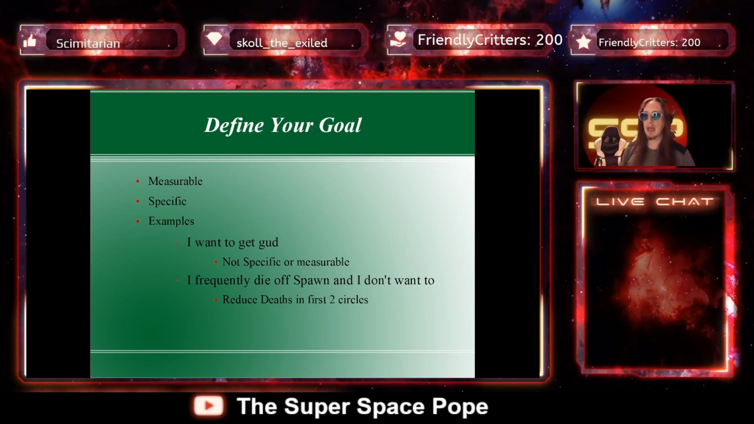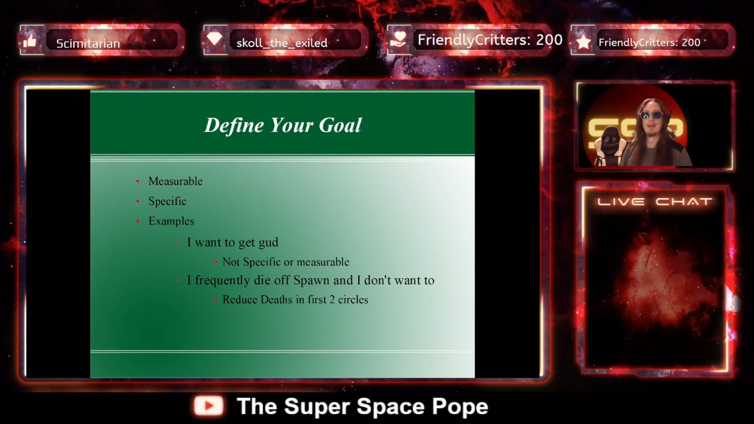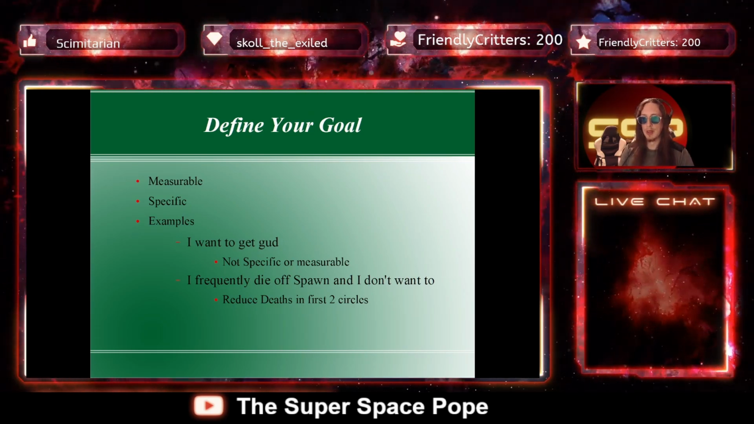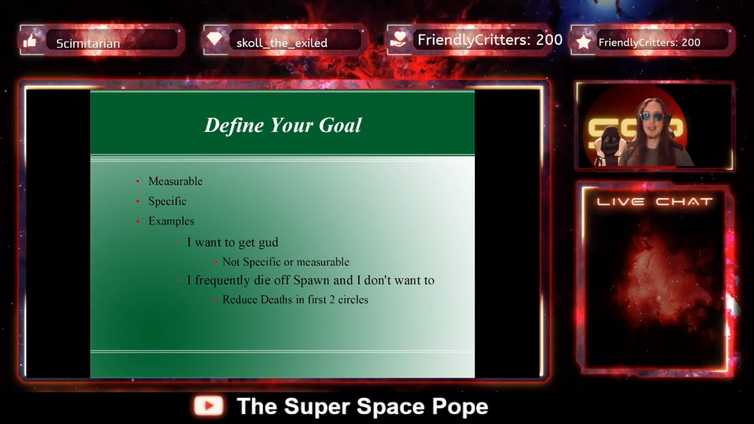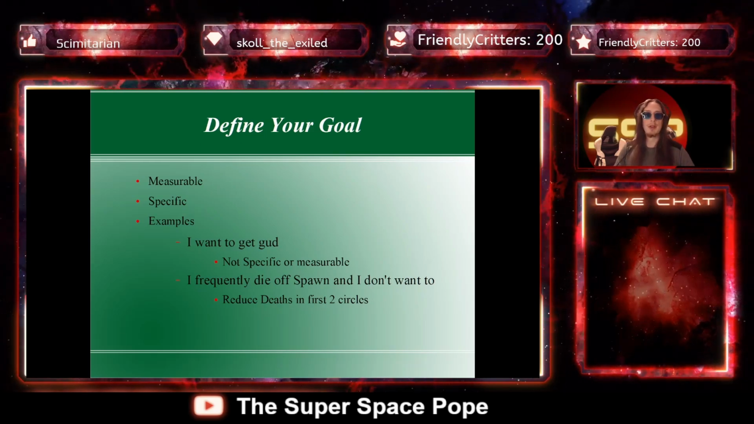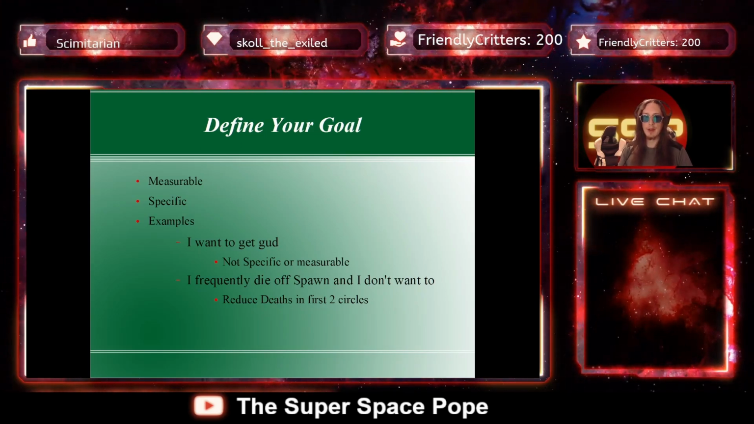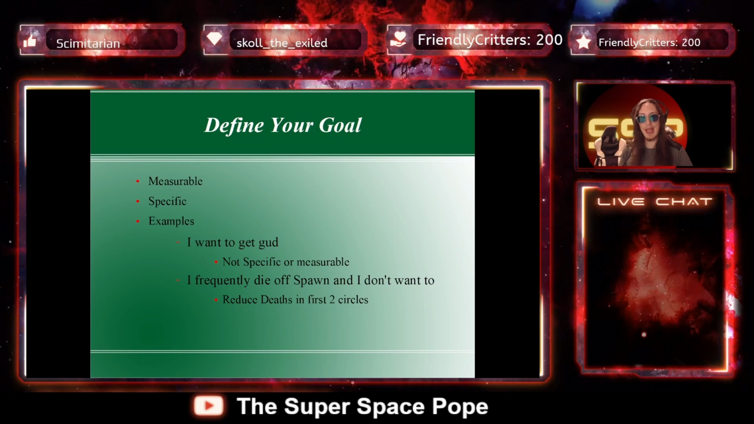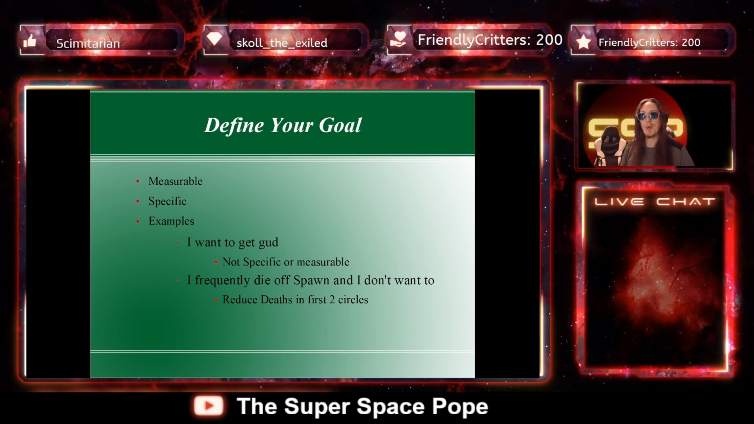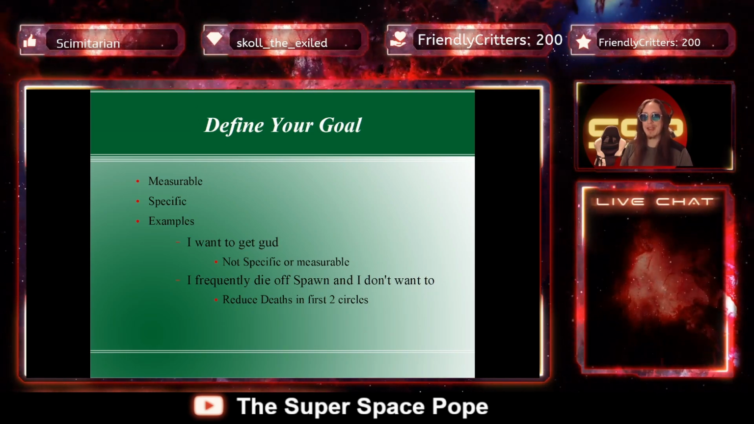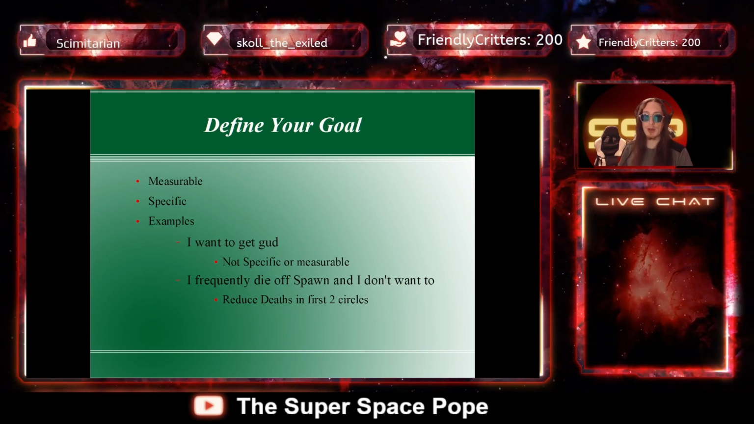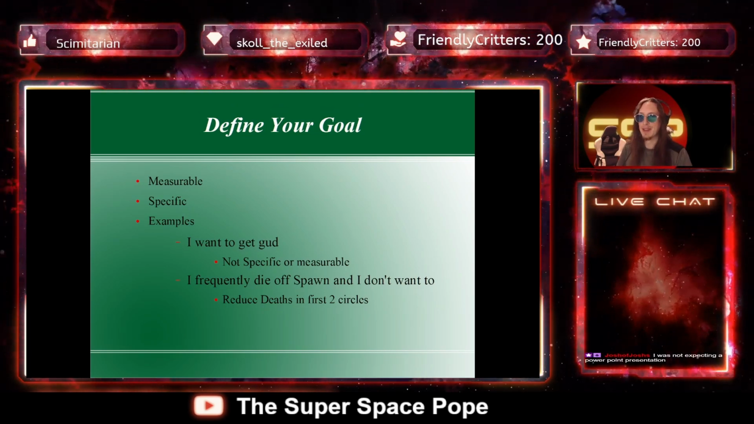And one of the things that we go through is the difference between I want to get good, right, which is not a very specific or measurable goal, versus the experience versus expectation framework saying I frequently die off spawn and I don't want to, right? So there's our experience versus our expectation. So what we're going to say is our goal is to reduce deaths in the first two circles, right? Or off spawn, right? We think of off spawn as being where you land and probably most of that early game area until you leave, right? So we can say within the first two circles, we don't want to die, or at least we want to die less often, okay? Does that make sense?